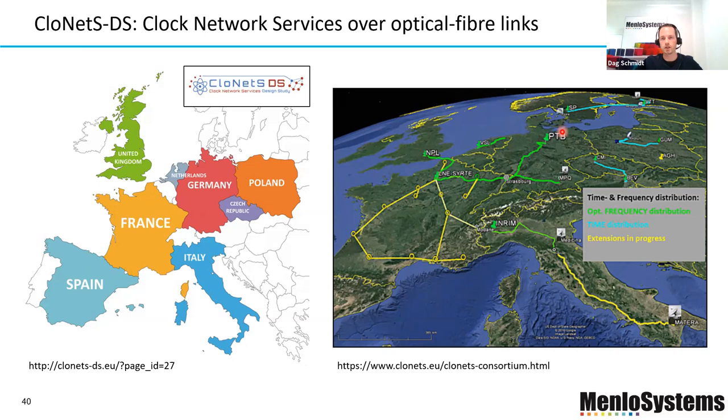The link goes via Strasbourg to the SYRTE in Paris, the NPL in London. Here's the VSL in Delft. This will hopefully also be connected to the Europe-spanning fiber link network. And down here you can see INRIM and Medicina and Matera, the fiber link I was just talking about. In total, there are, I think, 18 partners for this project, and one of them is Menlo Systems.